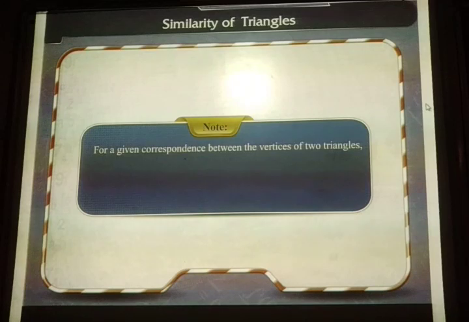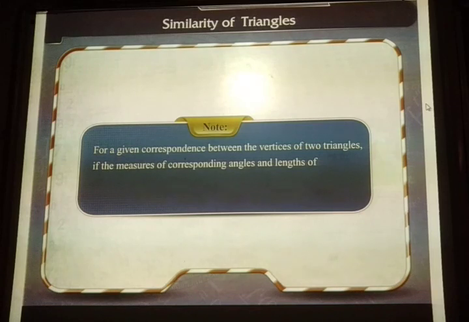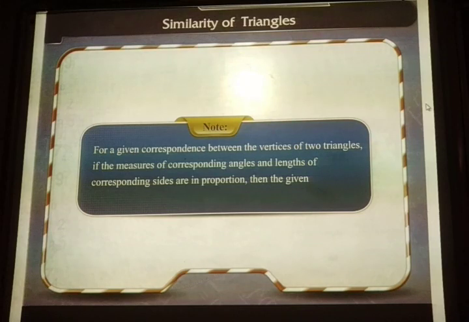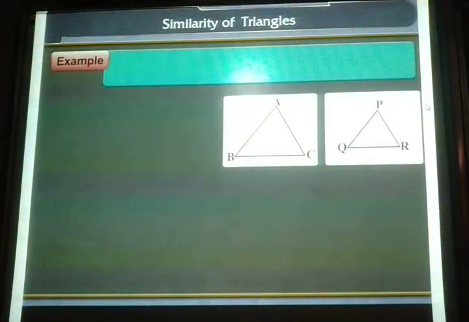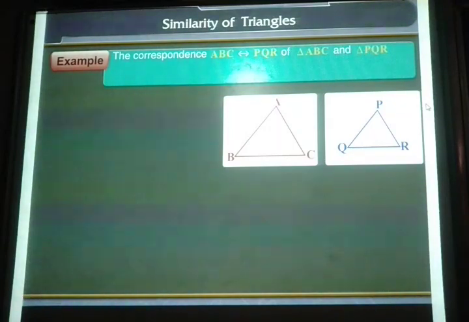Note that for a given correspondence between the vertices of two triangles, if the measures of the corresponding angles are equal and lengths of corresponding sides are in proportion, then the given correspondence is a similarity. Example, the correspondence ABC and PQR of triangle ABC and triangle PQR is a similarity.